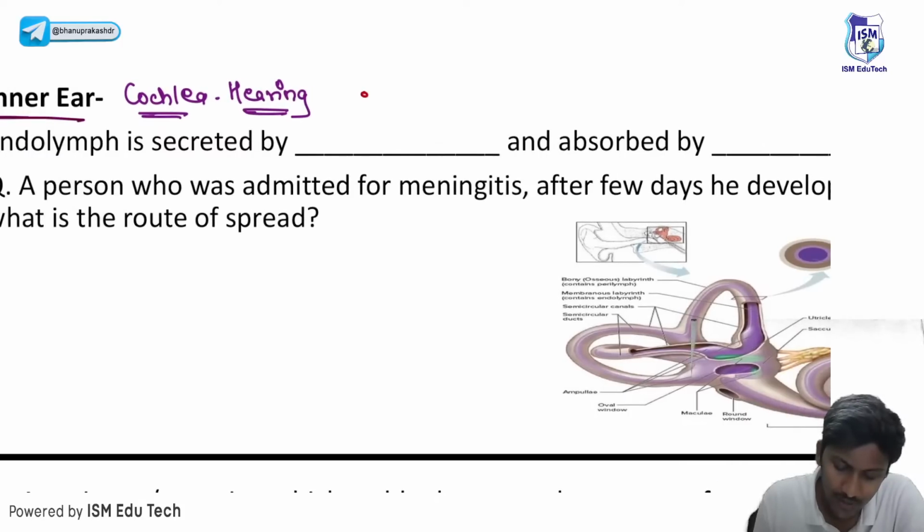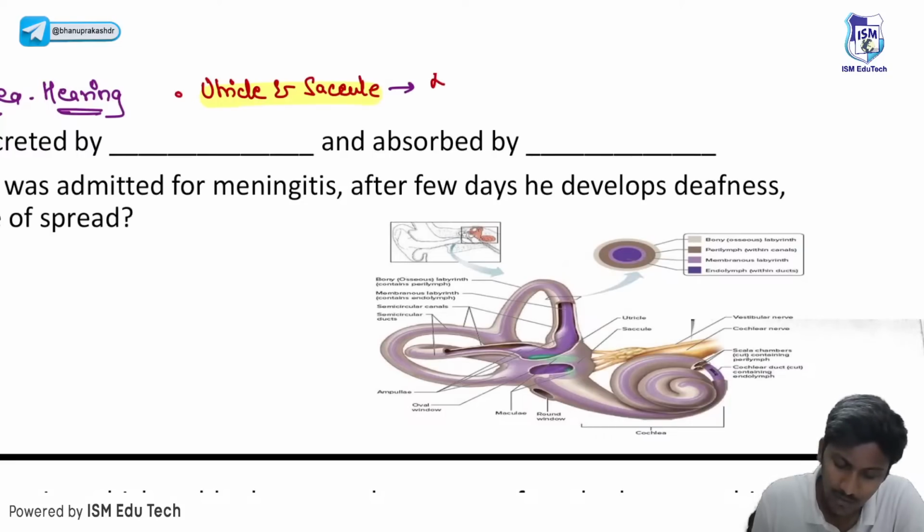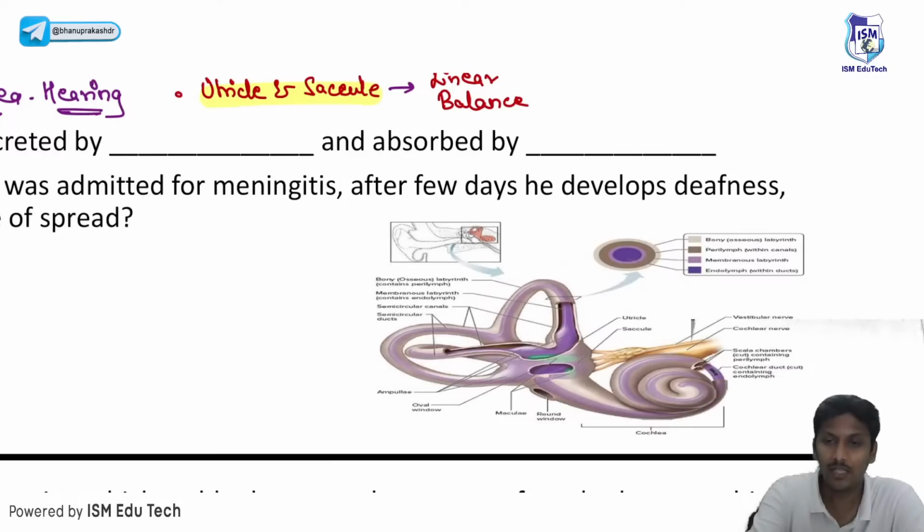Whereas the other two are the utricle and saccule. What is the function of utricle and saccule? That was a recent FMG question. The function of utricle and saccule is to maintain the linear balance of the body. When you walk straight, the balance of your body is usually maintained with the help of this utricle and saccule itself.